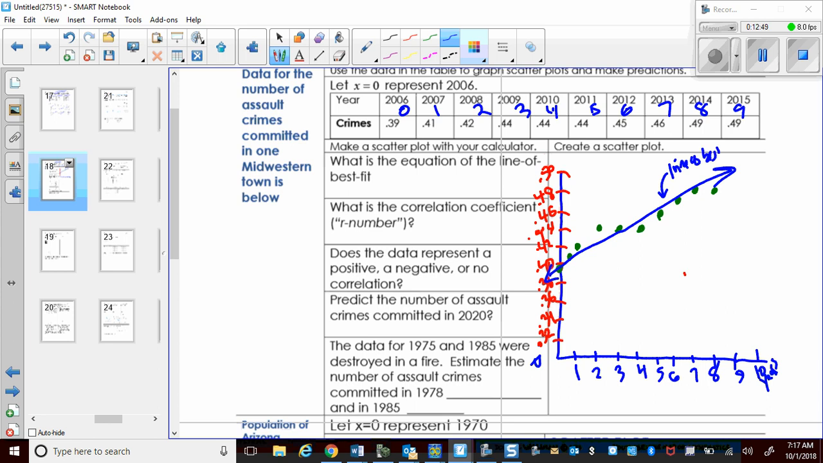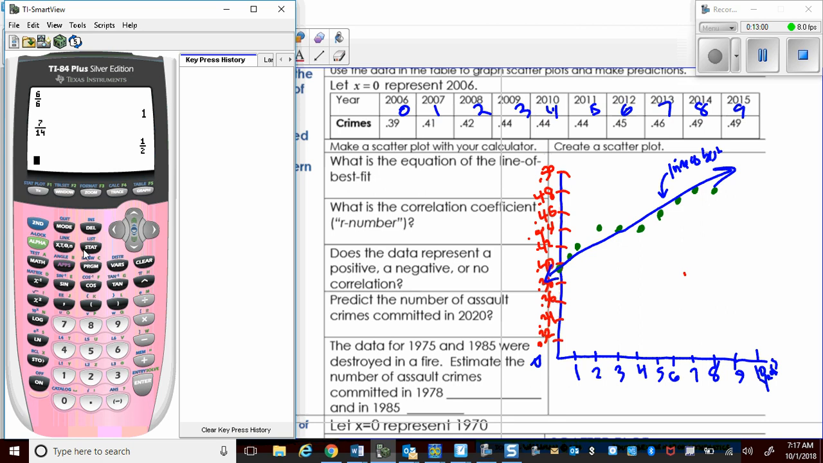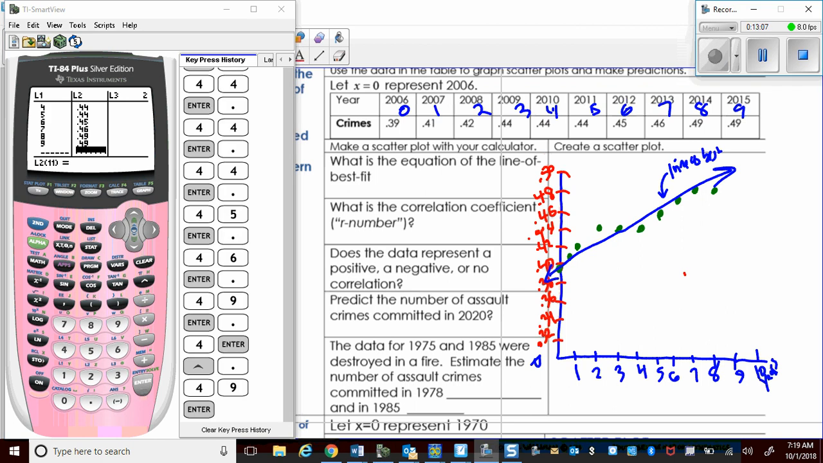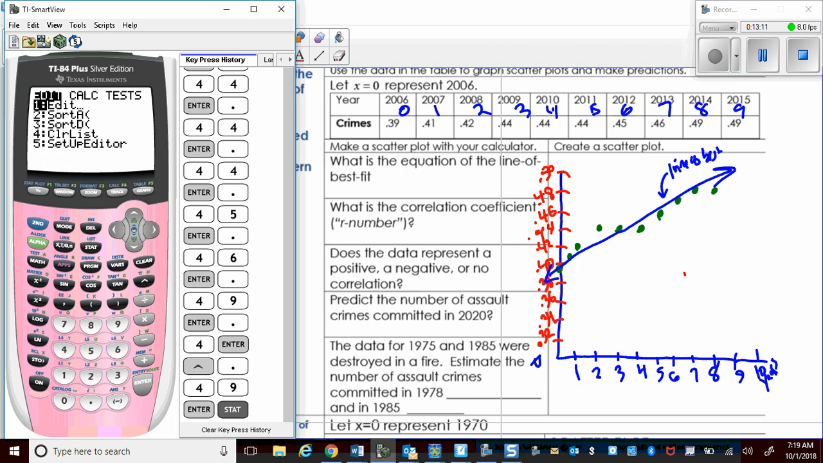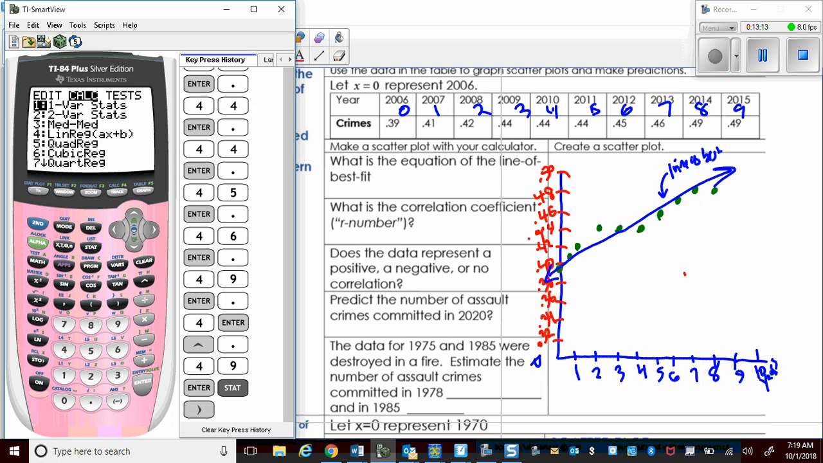Now we can be more exact and get an equation. So that's when we go to our graphing calculator, input those numbers. So we've got to stat, edit, put those numbers in. Okay, so hold on. Okay, so I have my numbers in, and after that, I'm going to go back to stat, right arrow over to calc, and down to linear regression for that line of best fit.